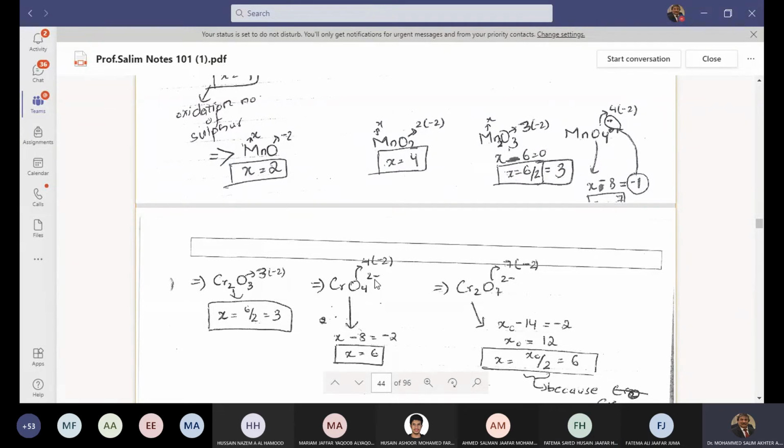Check these three, please: Cr2O3, CrO4 2 minus, Cr2O7. I have sent you the picture on your telephone. Please check. Cr2O3 neutral. CrO4 2 minus. Cr2O7 2 minus.